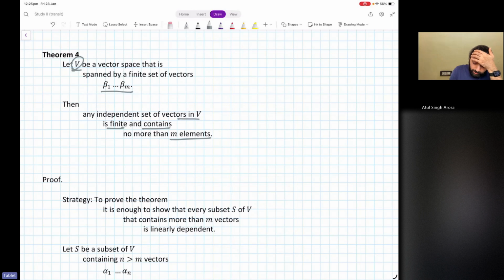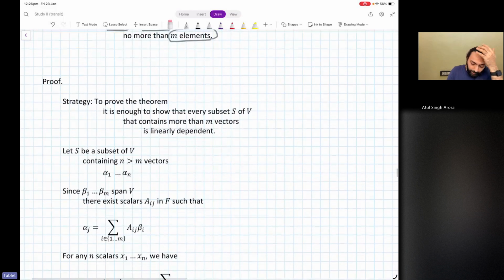The statement is saying that regardless of which independent set you pick for this vector space V, it will have to be finite and it cannot contain more than m elements, if you're given that the vector space is spanned by a finite set of vectors. Let's try to prove this.